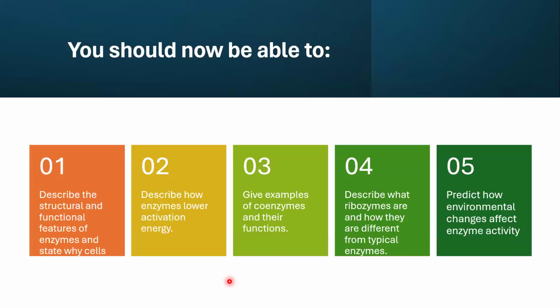And so this brings us back to our objectives. You should be able to describe the structural and functional features of enzymes and state why cells need them. Describe how enzymes lower activation energy, give examples of coenzymes and their functions, and describe what ribozymes are, how they're different from typical enzymes, and how environmental changes affect enzyme activity.